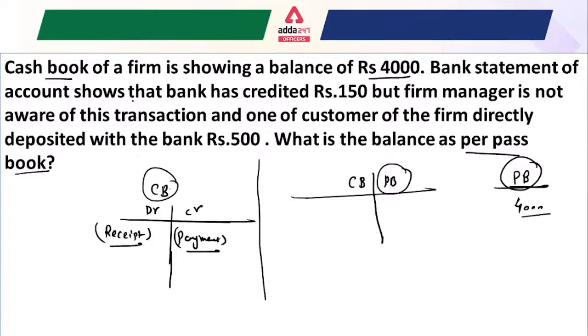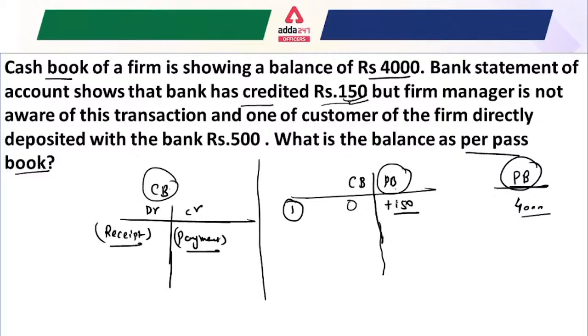After that, the bank statement shows the bank has credited 150 rupees, but the firm manager is not aware of this transaction. That means the firm manager did not write this transaction in the cash book of the firm. So this transaction reflecting in the cash book will be zero for the 150, while the bank has credited, so that would be 150 for this transaction.